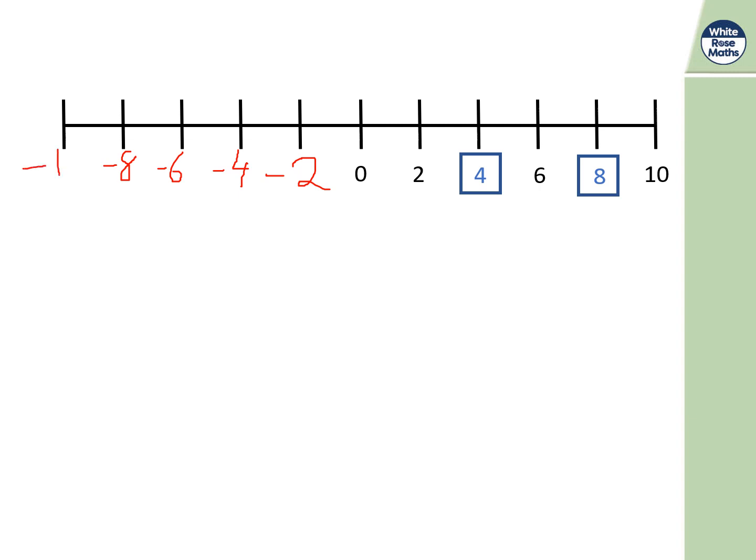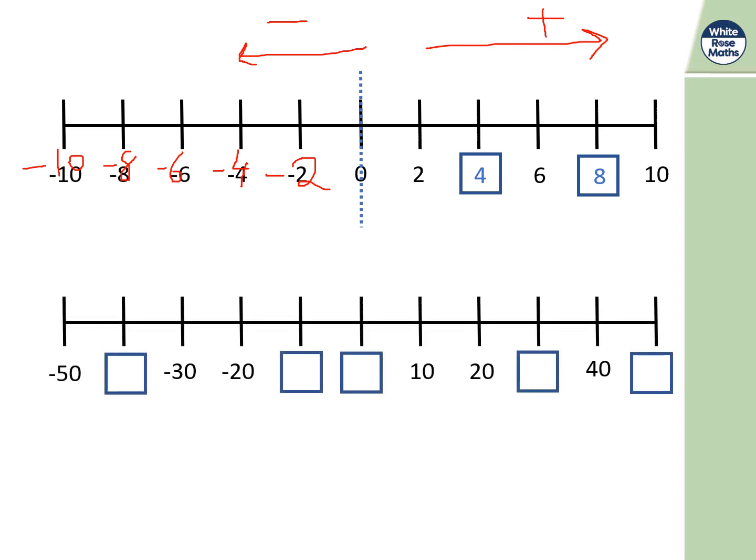So this is now going into what we call negative numbers, and going in this direction goes into the positives. Essentially, if the number's getting bigger, it's going in this direction. If I'm adding, it's going in this direction. If I'm subtracting, it's going in this direction. So minus 2, minus 4, minus 6, minus 8, minus 10.